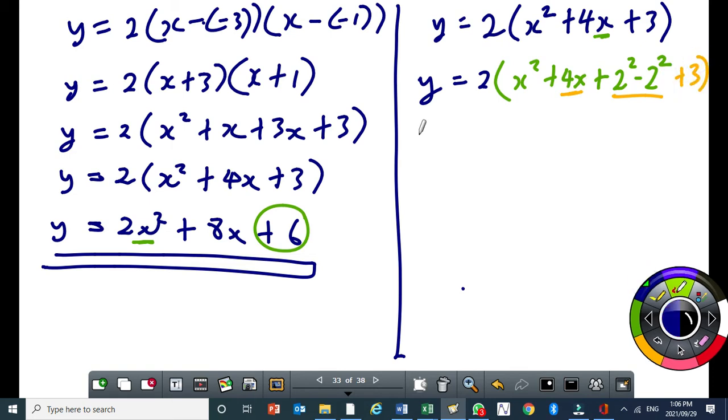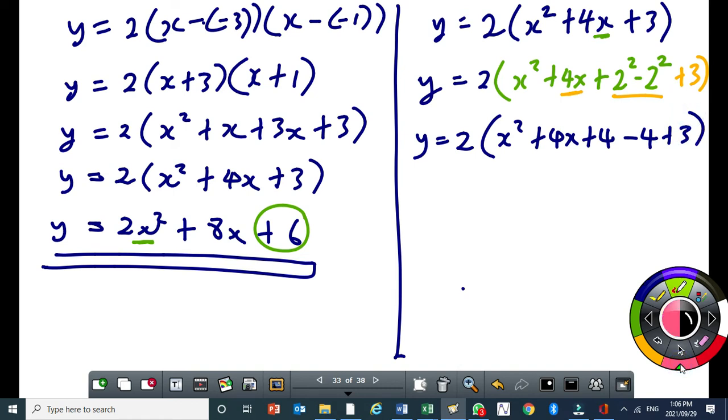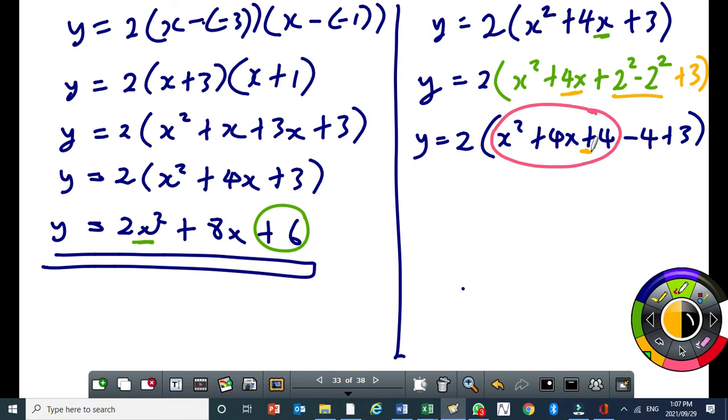Then the objective is to create a perfect square trinomial, so this becomes 2 times x squared plus 4x plus 4 minus 4 plus 3. Now, your perfect square trinomial is going to be this one. Your perfect square trinomial always has a plus between the second and the third terms of the trinomial. But this sign here can be positive or negative. The second sign is always a positive. This one is always a positive.